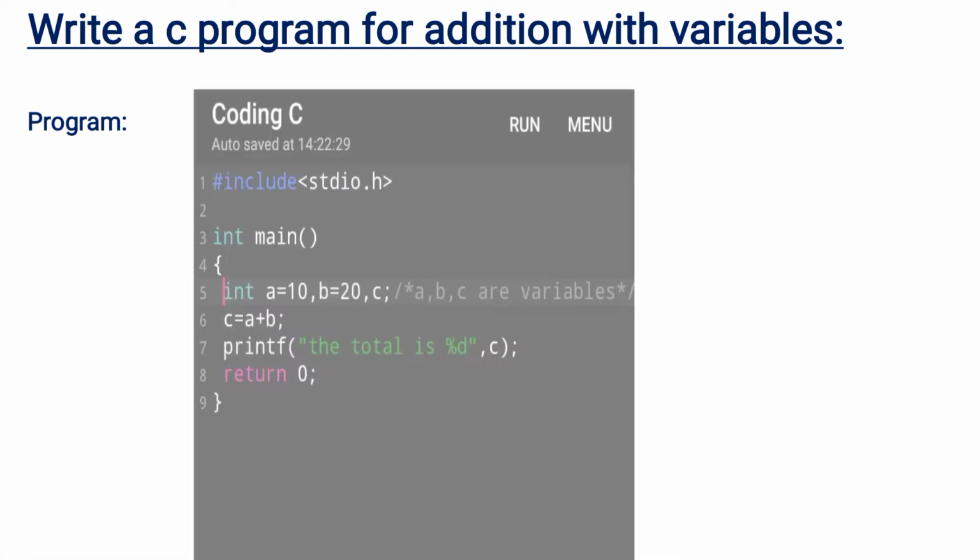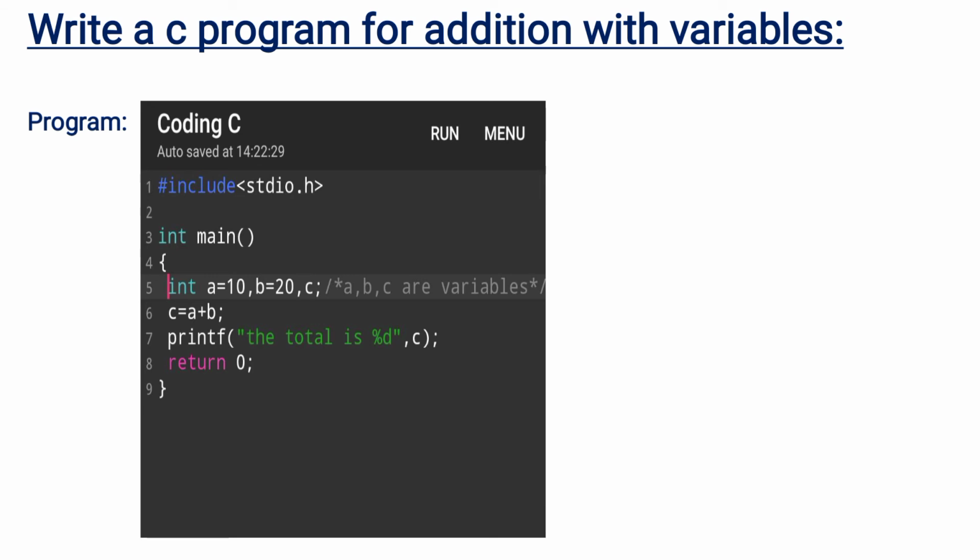Next, we will see a C program for addition with variables. Here, we are going to write a C language program to perform addition operation with the help of variables. Let's see the program now. This is the program which I wrote and I already compiled. I already got output for this program, so I am going to share it with you.